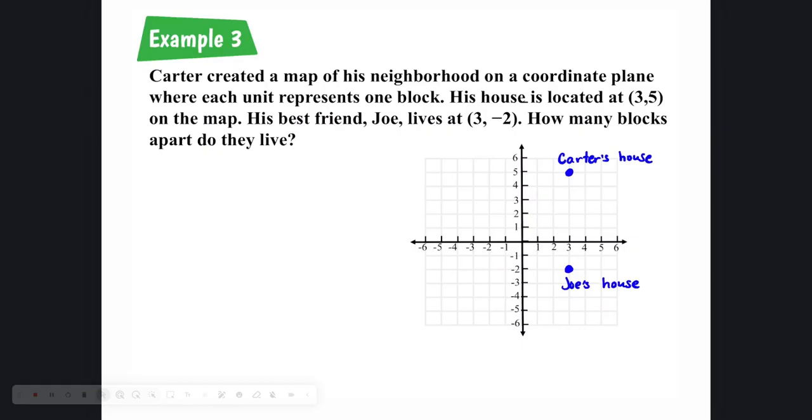To determine how far apart they live from each other, let's connect the 2 points and count the number of units in between. From the x-axis, Carter's house is 5 units up, and Joe's house is 2 units down. 5 units plus 2 units is 7 units. Each unit represents a block, so Carter and Joe live 7 blocks apart.